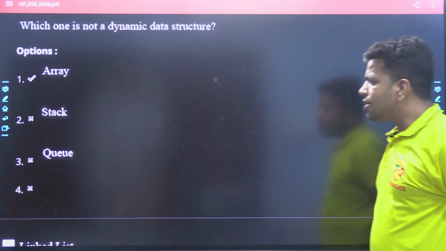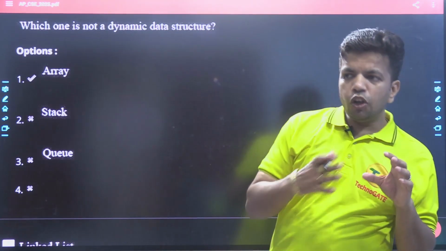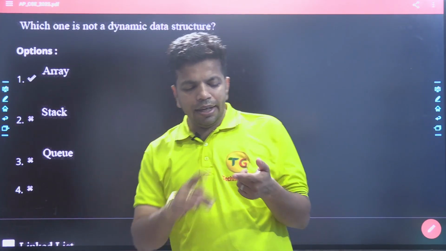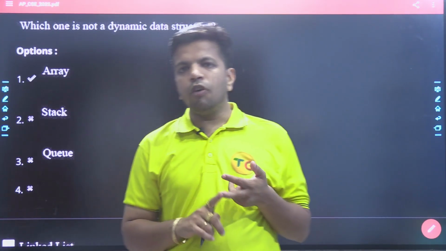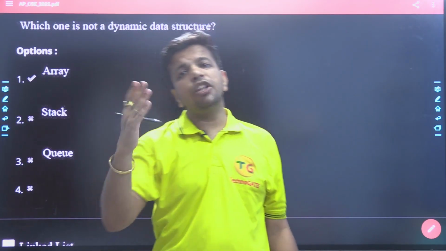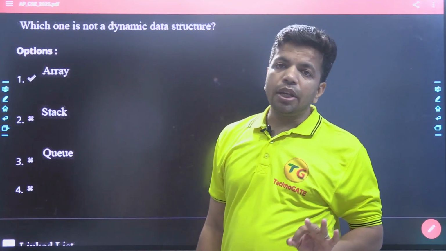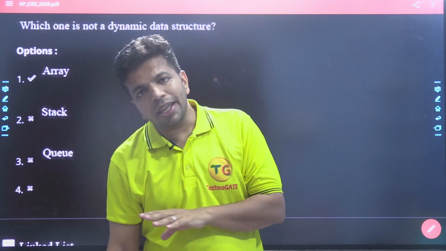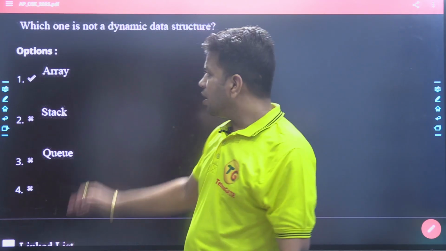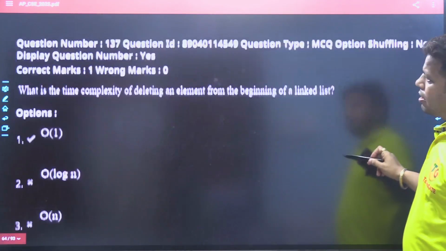Which of the following is not a dynamic data structure? See, dynamic data structure means what? If we can grow or shrink the size of that data structure at runtime, then it is dynamic. Linked list is a dynamic data structure. We can implement that with the help of pointers. Stack we can implement using static as well as dynamic. Queue we can implement using static as well as dynamic. But array is a static memory allocation. Whatever elements you want to store in an array, before using that array you need to fix the size of that array. That's why we can say that array is not a dynamic structure.